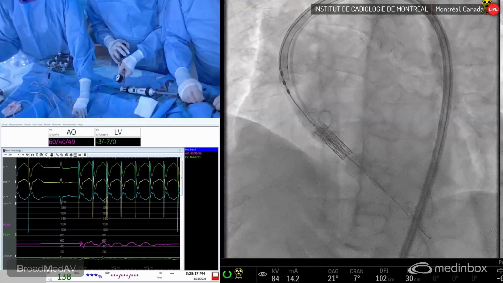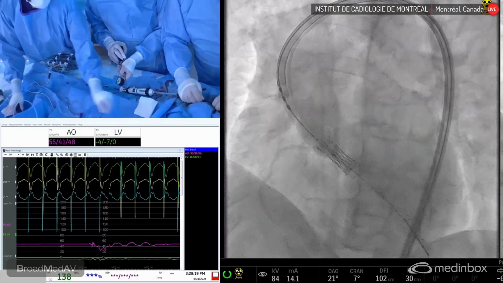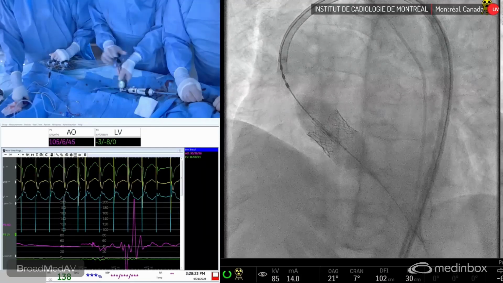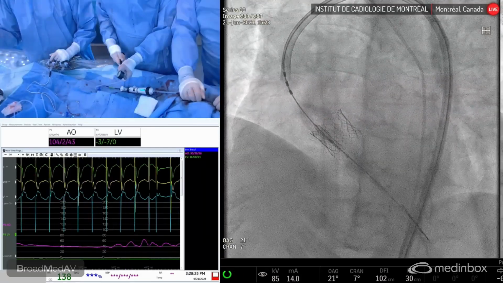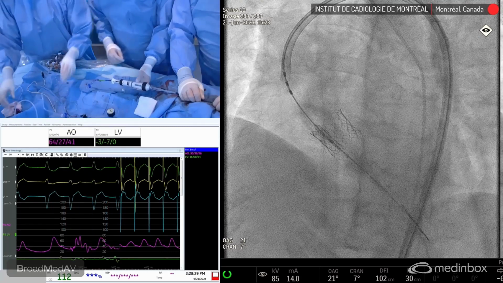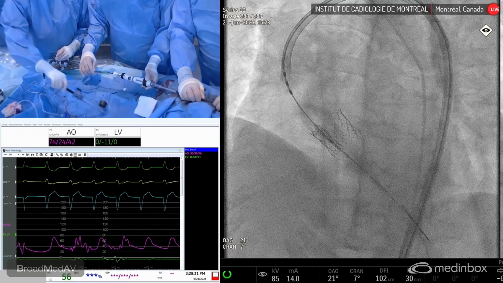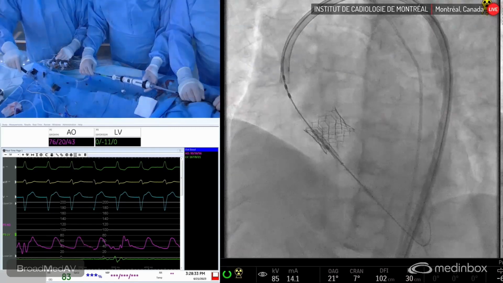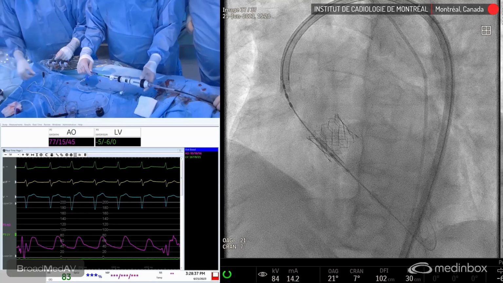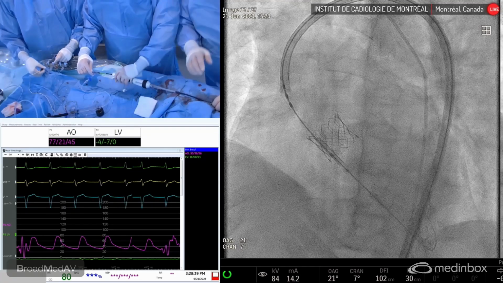Dog bone. Inject. Okay. Let's go. Full deployment. Balloon down. Pacing off. Okay, so we are in a bit of a junctional rhythm, wide QRS. We'll see how she recuperates from that. We'll bring the system back.